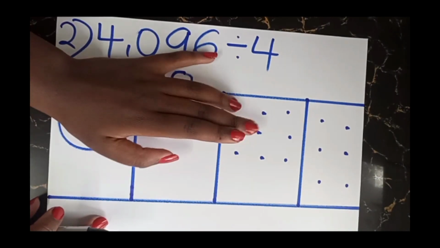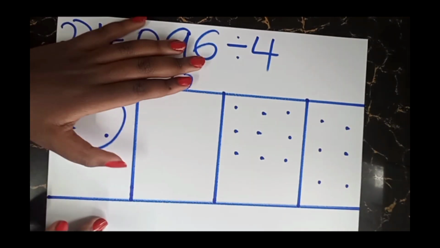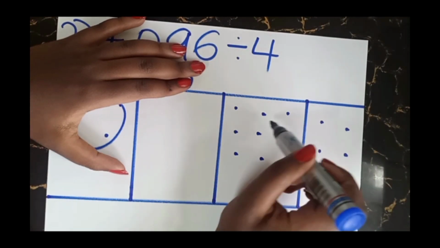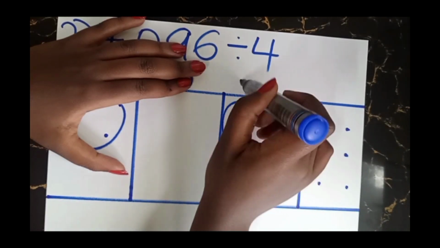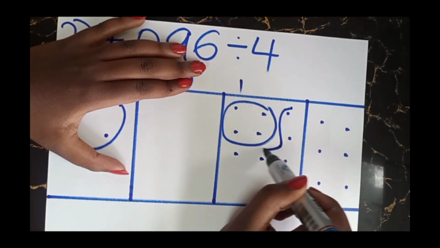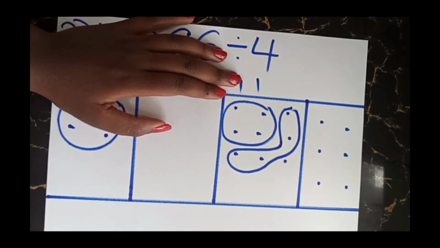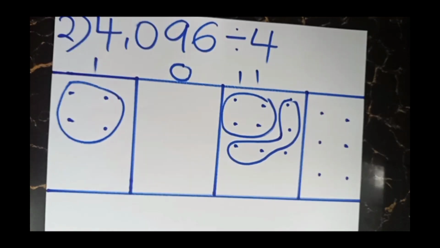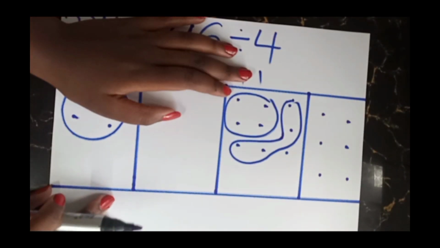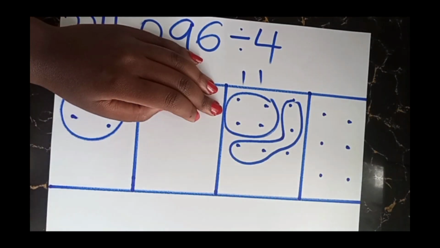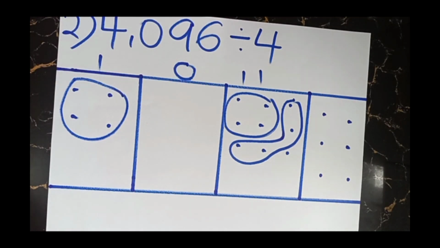Okay? Here, how many groups of 4 do we have? This is one group of 4, so you write a 1 here, and this is another group of 4. So here we have 2 groups of 4. And for the last one, how many groups of 4 do we have? Okay, before we deal with the last digit, there seems to be a problem.